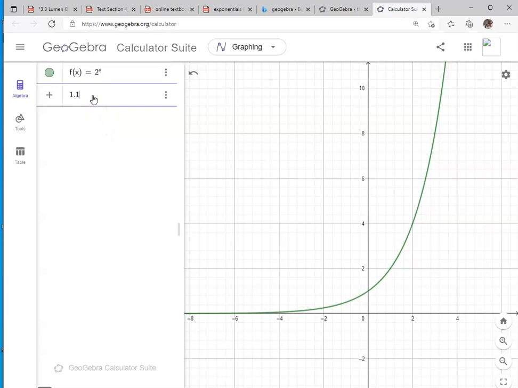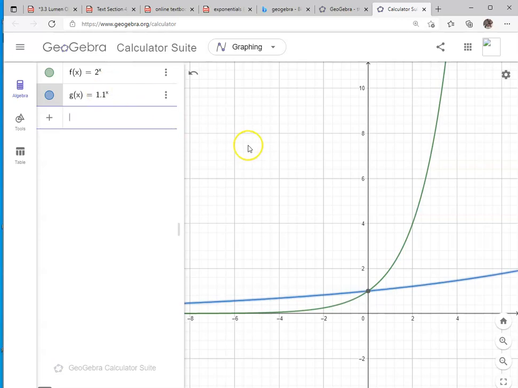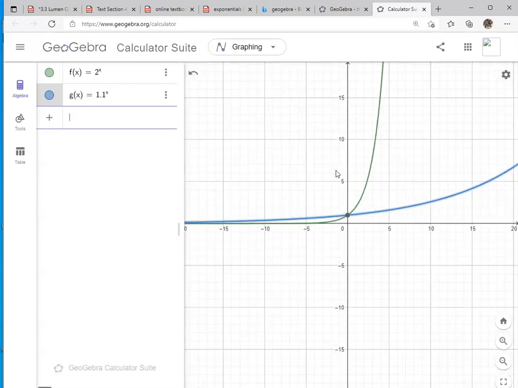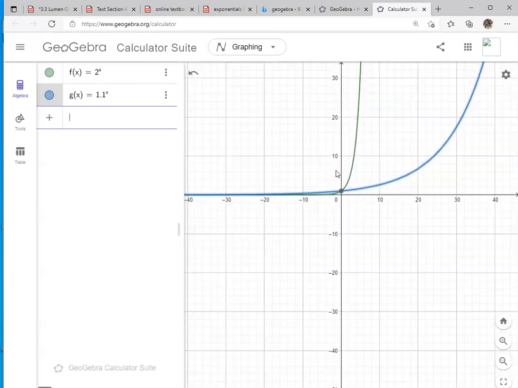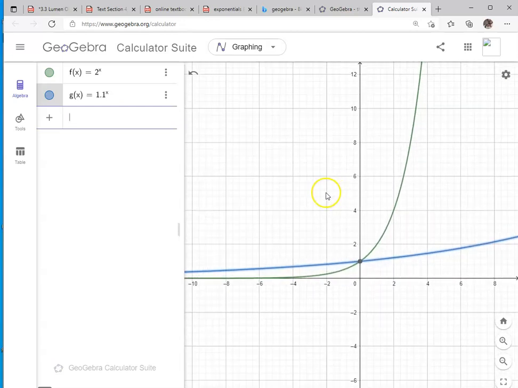Let's try 1.1 to the x power. It doesn't grow quite as rapidly, but after a while, it does start to grow rapidly. So that's exponential functions, their general shape if I have a positive number there. And let's try a negative number. Negative 2 to the x.